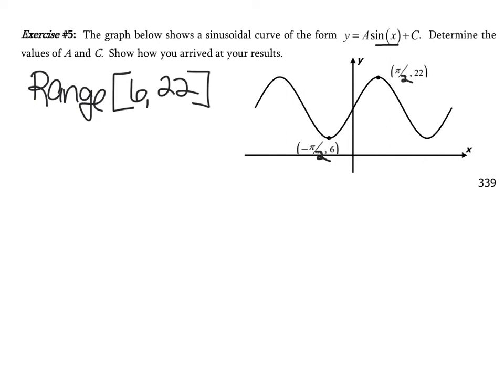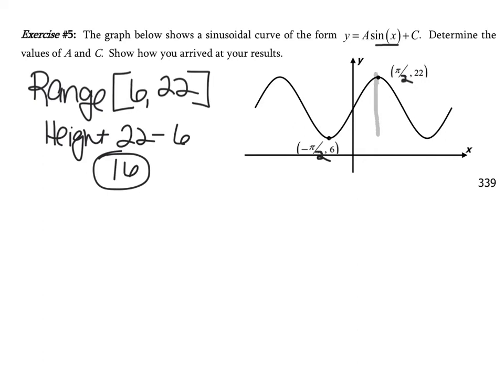So that's my range. Well, in order for me to find my height, I could count boxes, but I don't have boxes. So I'm going to do 22 minus 6, which would give me 16. So that's my height. What I'm saying is that from my max to my min, my height is 16. So that whole thing is 16.